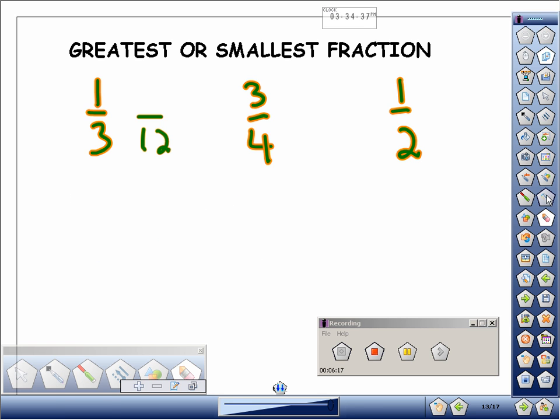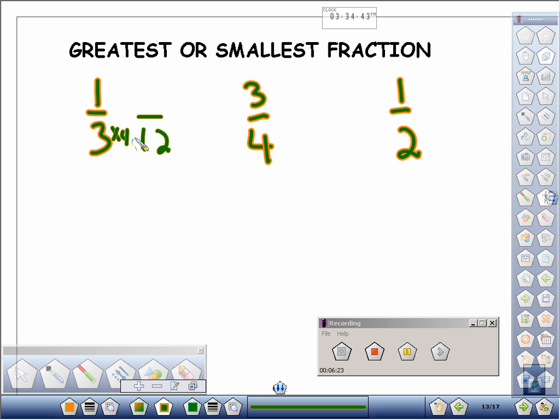I'm going to go back over here. Notice my hurricane colors here because I'm a hurricane fan. We're going to go 3 times 4 equals 12. What we do to the bottom, we have to do to the top. 1 times 4 is 4. So now we know 1/3 is 4/12.